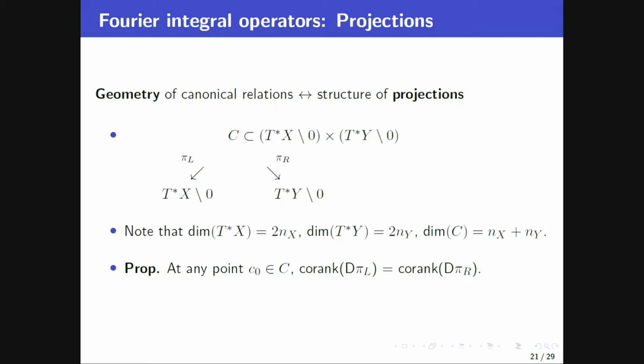Okay? It is known that if one projection drops rank, so does the other one. They drop rank over the same set. In other words, the co-rank of d pi L equals the co-rank of d pi R. If one doesn't drop rank, the other one doesn't drop rank either. Okay? So we're going to look at the case in this lecture, but in the afternoon, after lunch, you'll see a more complicated case. We're going to look at the case where the projections don't drop rank.